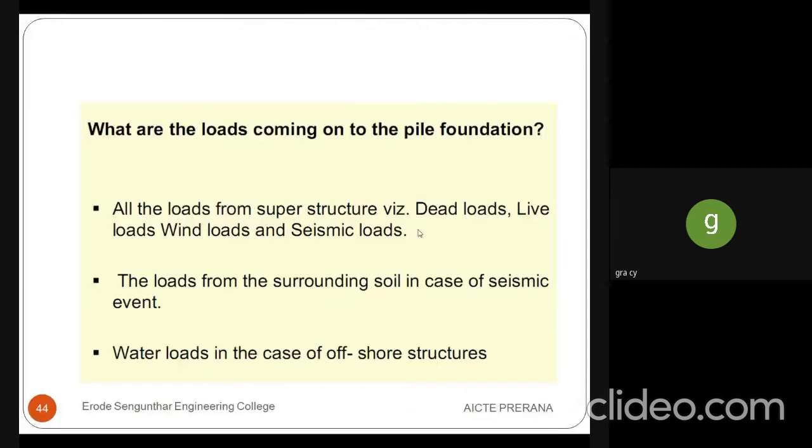So what are the loads coming onto the pile foundation? All the loads from the superstructure, that is dead loads, live loads, wind loads and seismic loads, the loads from the surrounding soil in case of seismic events, and water loads in the case of offshore structures.